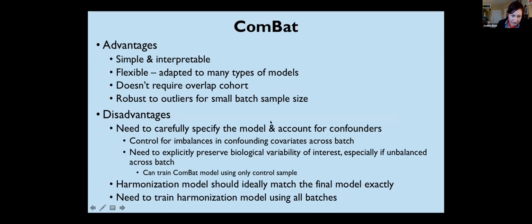So there are many advantages, which I've mentioned. Disadvantages are that you do need to carefully specify the model, account for confounders, control for imbalances, and explicitly preserve biological variability of interest. But one thing you can do is also just train the ComBat model using only the control sample. If you have a bunch of psychiatric patients and you want to preserve variability that's unknown, I would probably do this control approach and then apply the harmonization to the others.